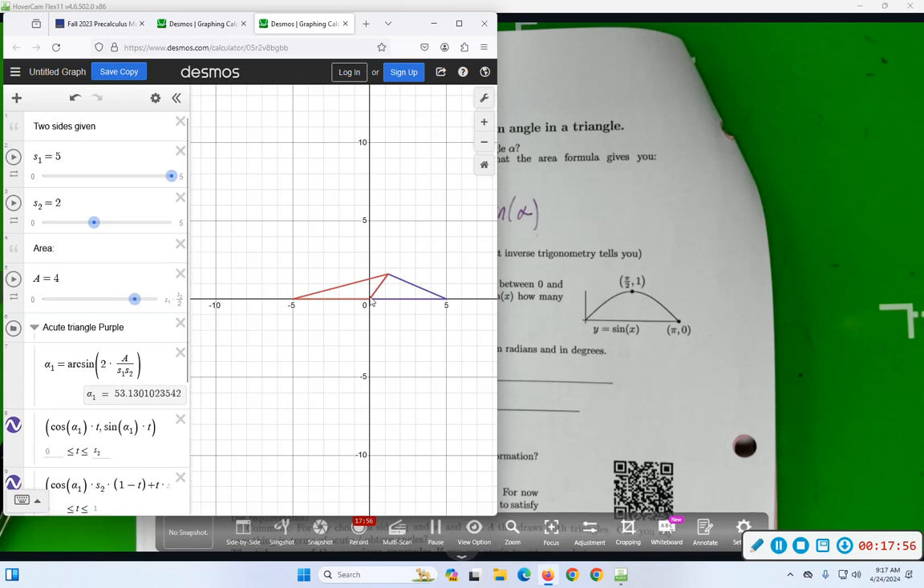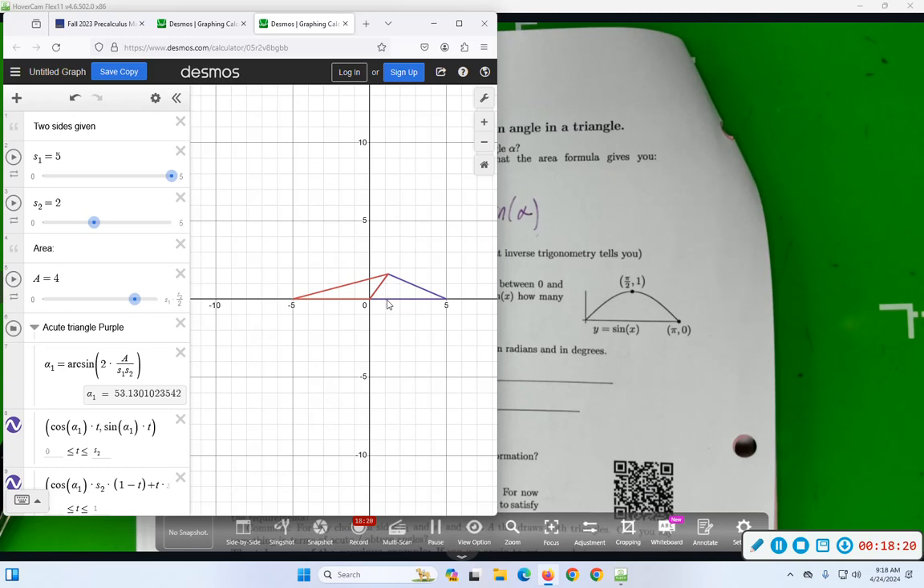They both have length 5. They both share this side in common, so they both have this side length of 2. Do they both have the same total area? They have the same base length, right? And they have the same height. 1/2 base times height. They both have the same area. There are 2 different triangles that solve this problem.